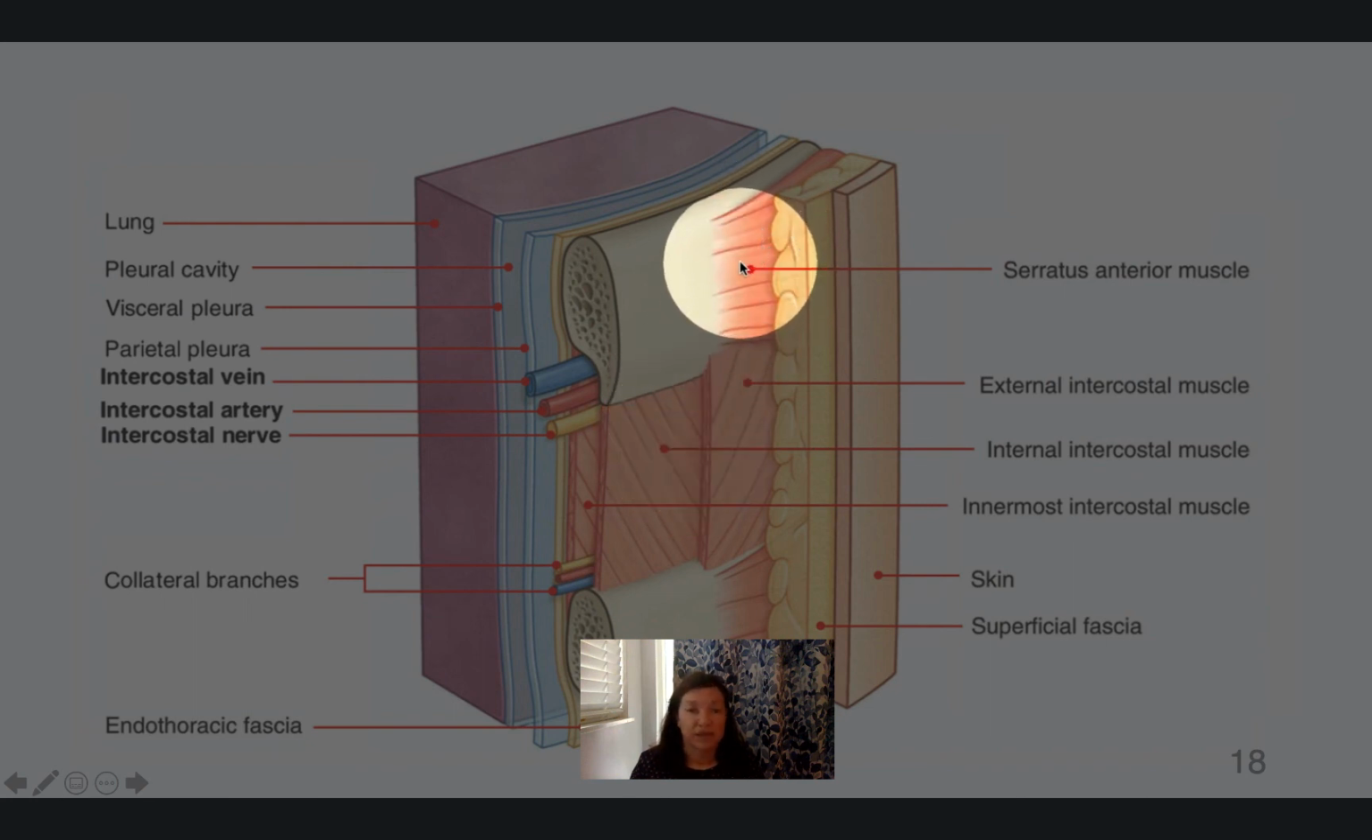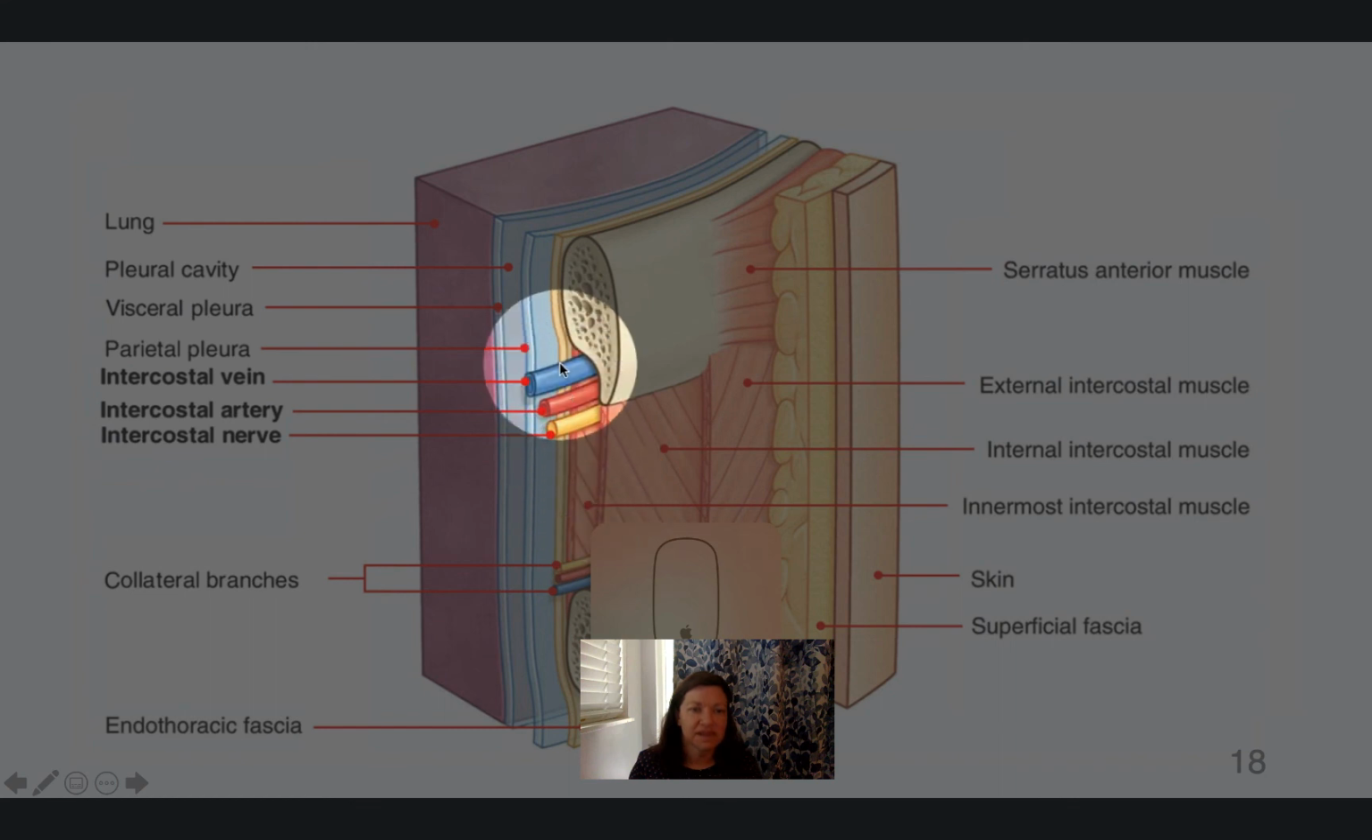And this is serratus anterior. And you can see serratus anterior inserts superficially on the body of the rib, and the external intercostals attach deep to muscles like serratus anterior. So really attaching to the borders of the ribs at varying depths as you go from external to internal to innermost. Here is the intercostal nerve, artery, and vein.